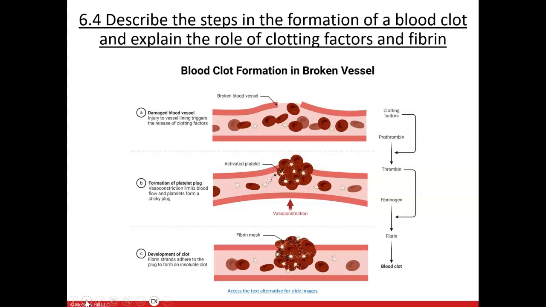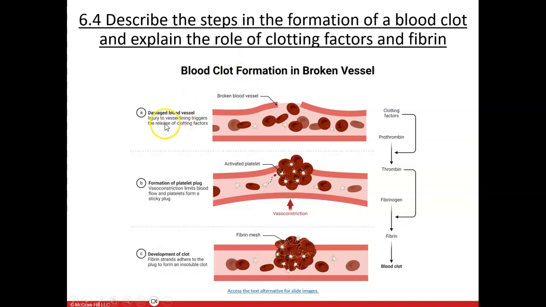So what are the steps in the formation of a blood clot? Let me just back up and say, it's really important that you don't form blood clots before you need it, because a lot of you probably are aware that getting a blood clot can lead to a stroke or a heart attack, or very serious consequences. So forming blood clots has to be highly controlled.